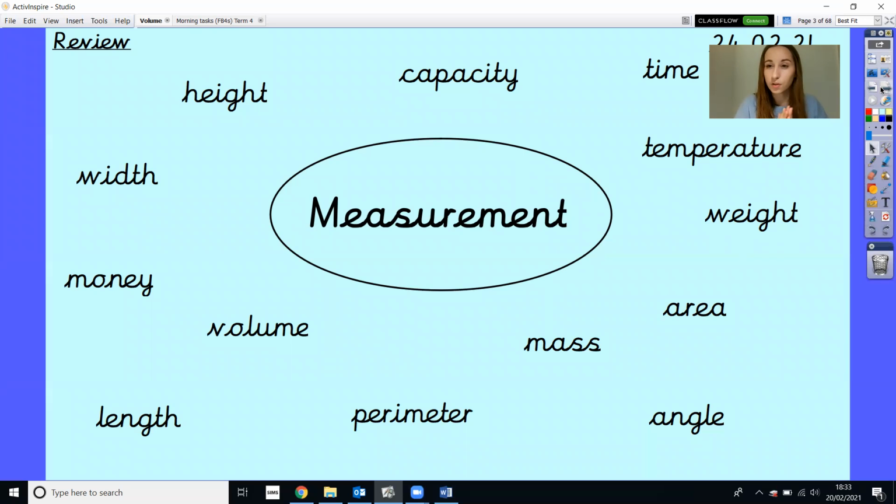So the 3 things I've asked you to think about are: do you know what that means? What type of measurement is it? Do you know what you would measure it in, what units of measure you would use? And do you feel confident using that particular skill? Okay, so pause the video, have some time to think or talk to somebody else.